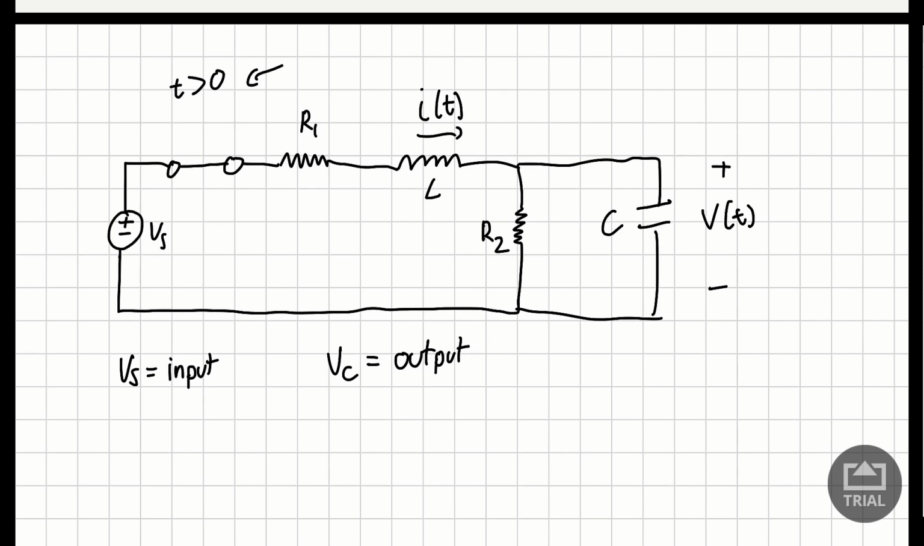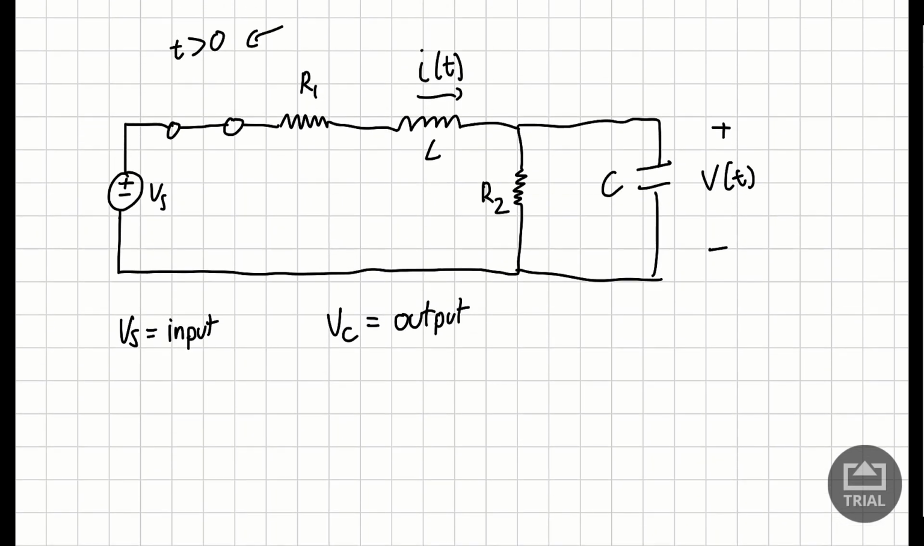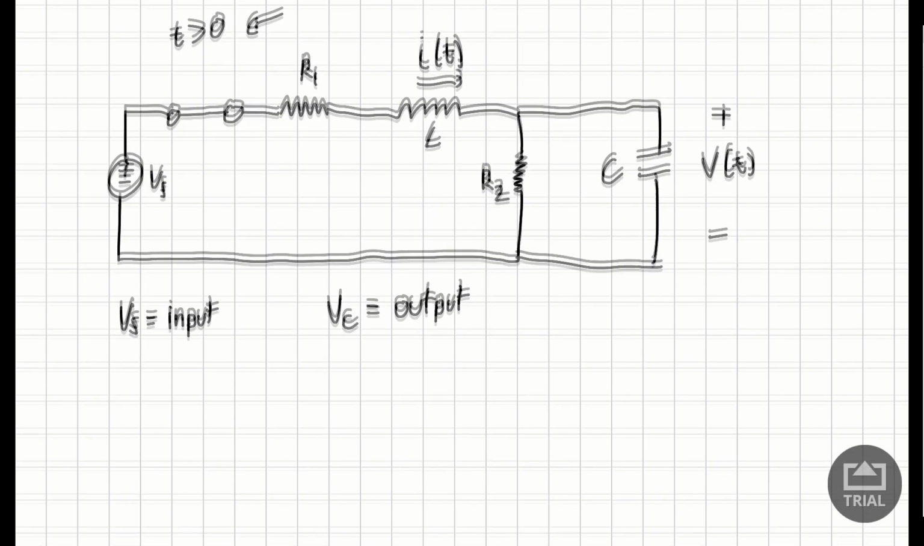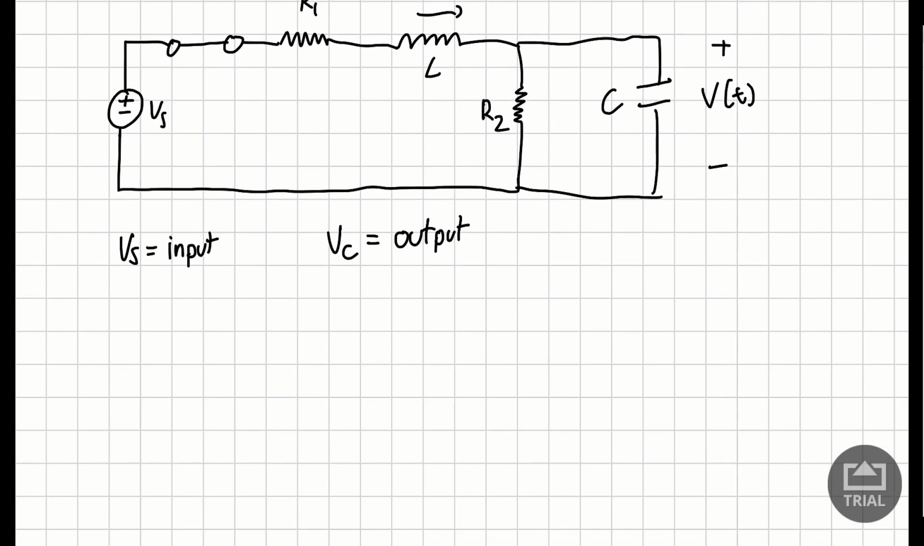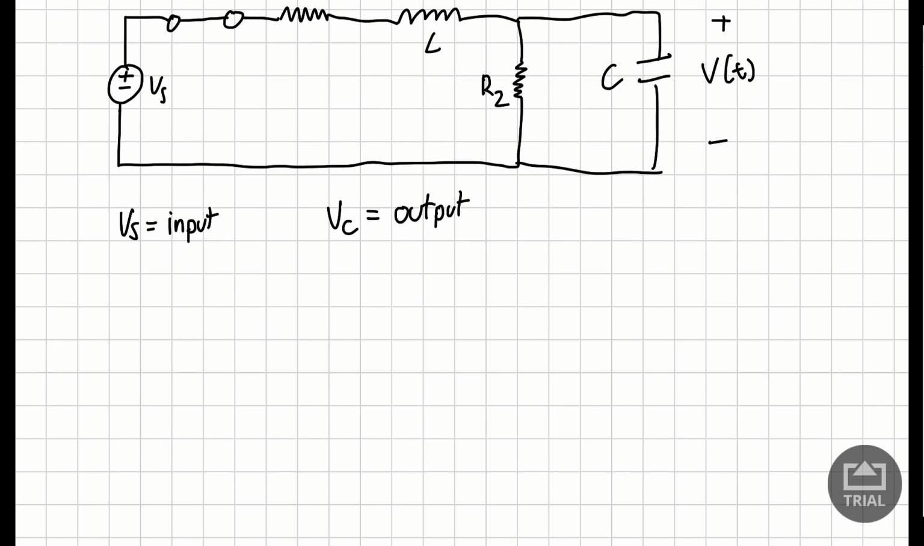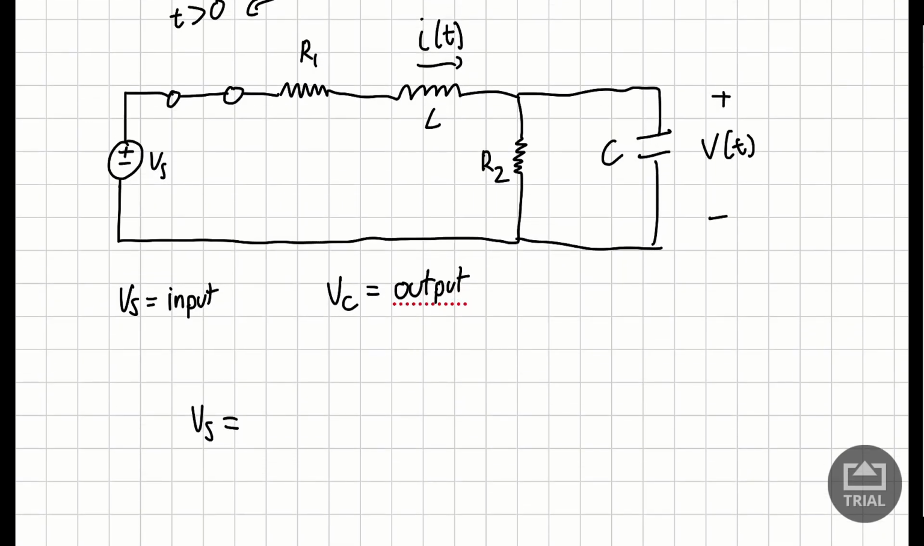Now that the switch is closed, we will analyze the circuit and create two equations relating to the current and voltage. So we'll be doing KVL and KCL. To get started, I will start with KVL. We know that the input of the circuit is Vs. And now we're going to be finding the KVL.